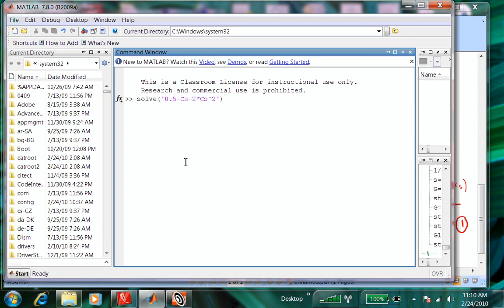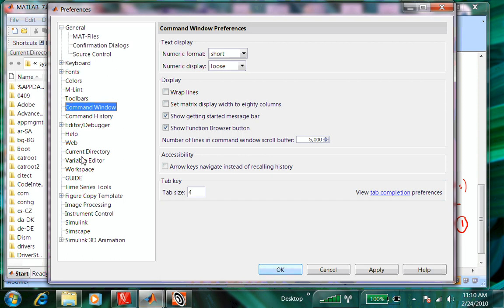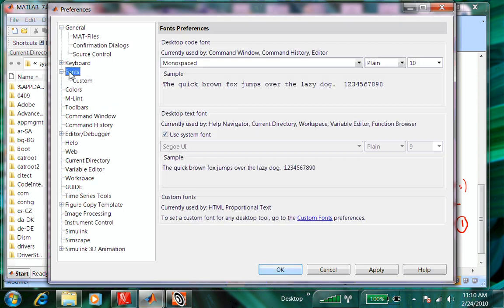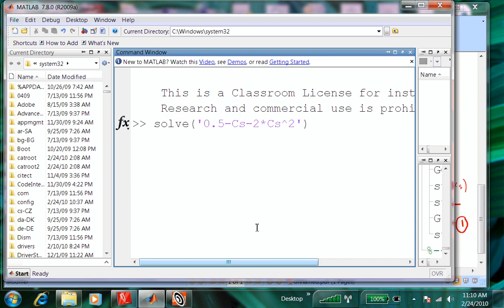And what have I done there? I don't know, can you see that? Is the font small? Better? Can you see it now? Okay.